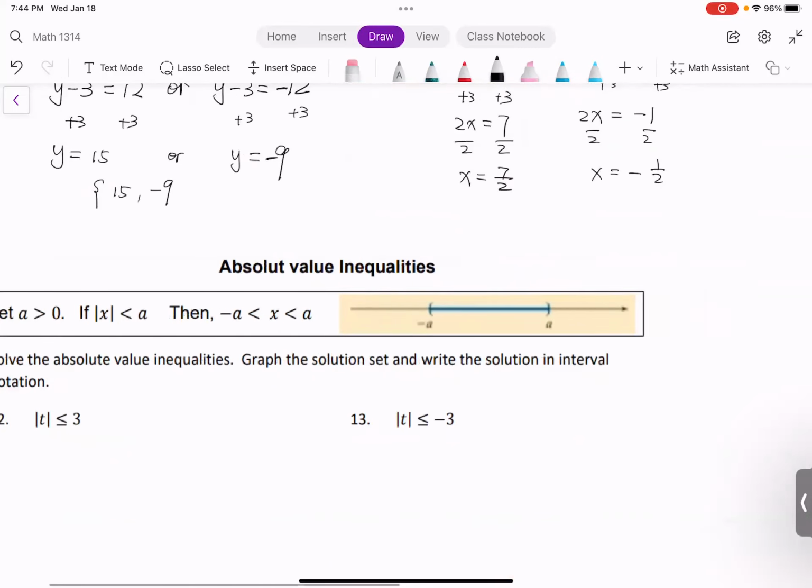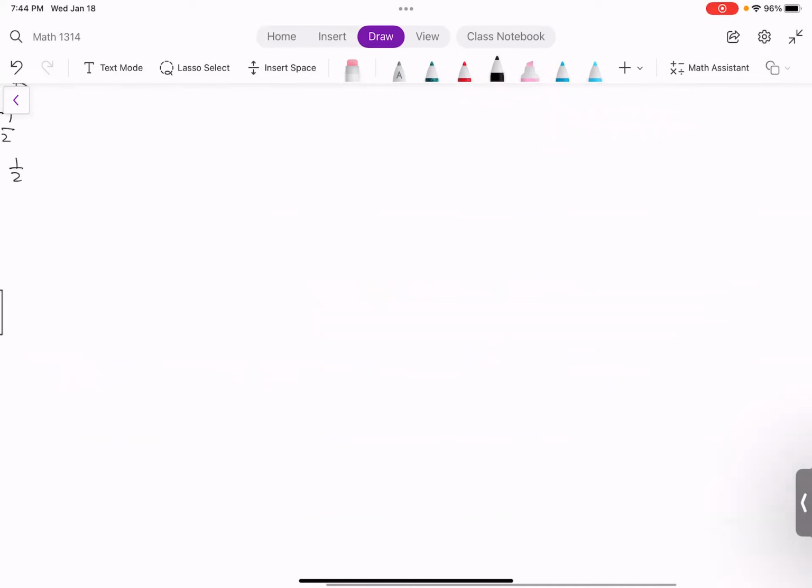So let's see this. For example, if I have an expression, I say absolute value of x equals 3. I know that I solve it x equals positive or negative 3, because on the number line, this is 0. From 0 to 3, this is 3. And from negative 3 to 0 is also 3.